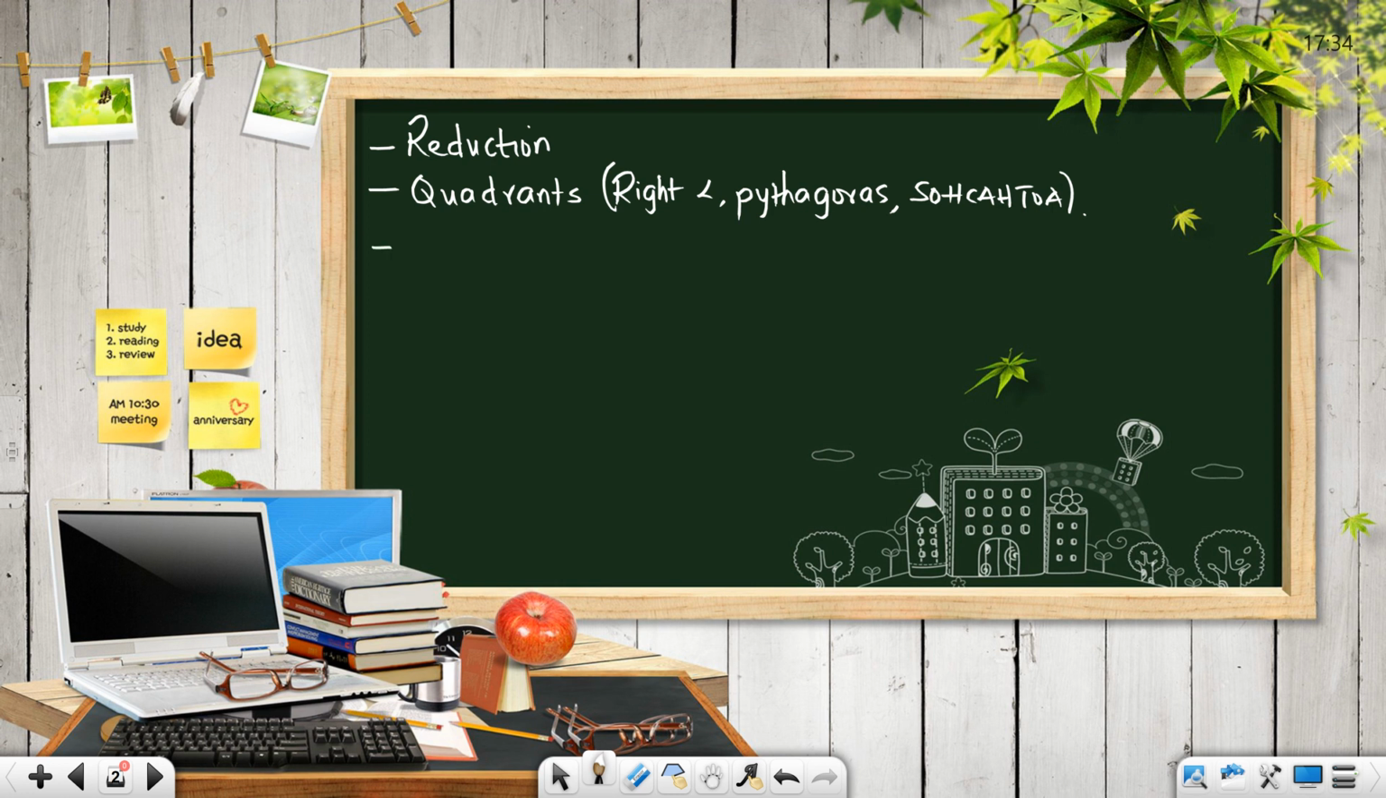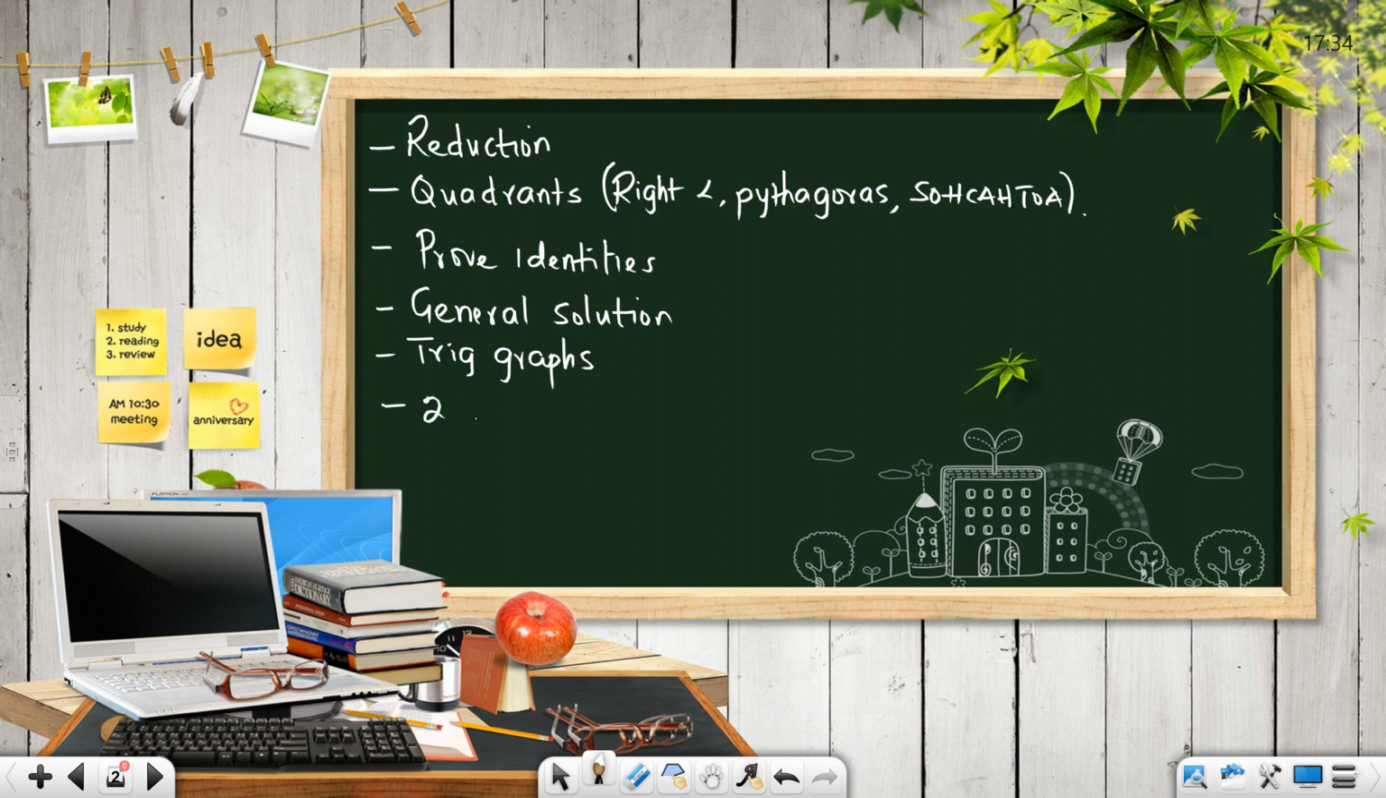Number 3 is proving identities. Number 4, general solution, which is connected to trig graphs. And number 6, you have your 2D and 3D, which is application. Look, these are your 6. You need to start ticking where you have challenges and quickly focus. Get that out of your way, of your system. These are the 6 sections that trig entails.